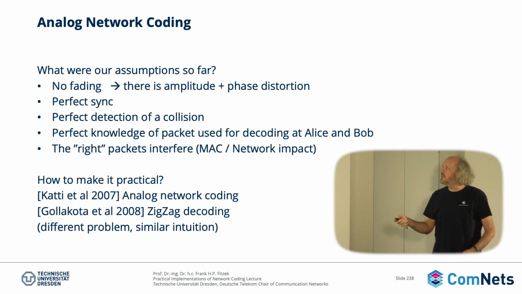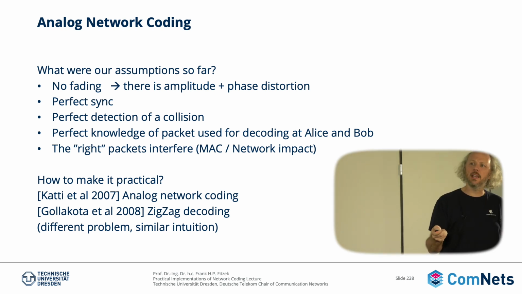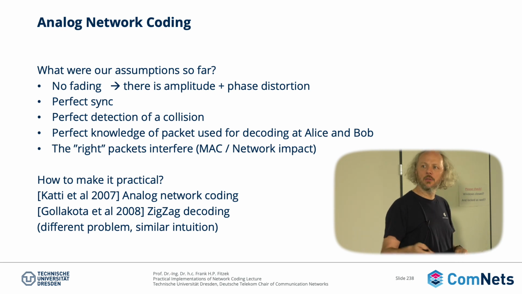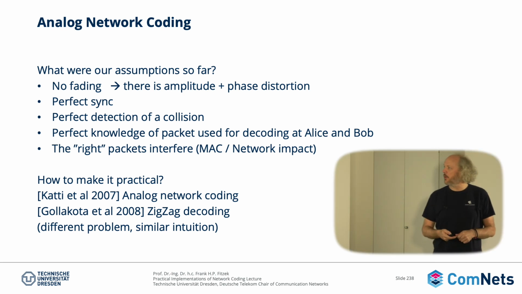But this one is really problematic because you also need perfect sync, perfect detection of a collision, perfect knowledge of packet use for decoding at Alice and Bob, the right packet to interfere, MAC, network impact. So how to make it practical? There's some work of Katti and others in 2007. It's called analog network coding. There's another one called zigzag decoding.